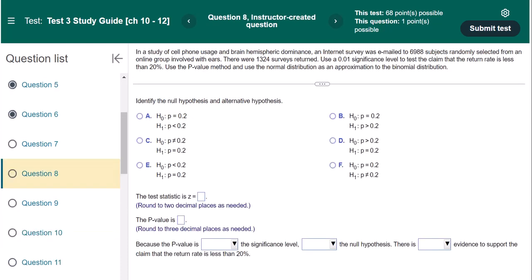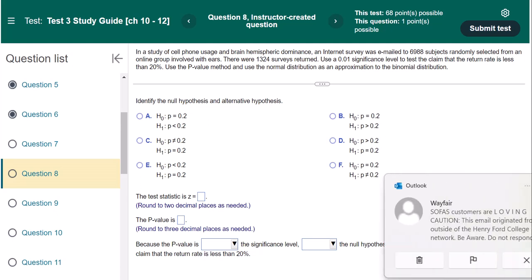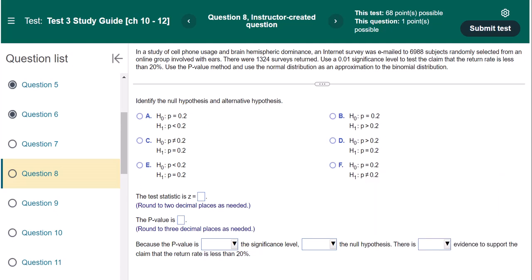All right. In a study of cell phone usage and brain hemispheric dominance, a research survey was emailed to 6,988 subjects randomly selected from an online group involved with ears. There were 1,324 surveys returned. Use a 1% significance level to test the claim that the return rate is less than 20%. So we need to test that P is less than 20%. That would be A. And now this would be a one proportion Z test.